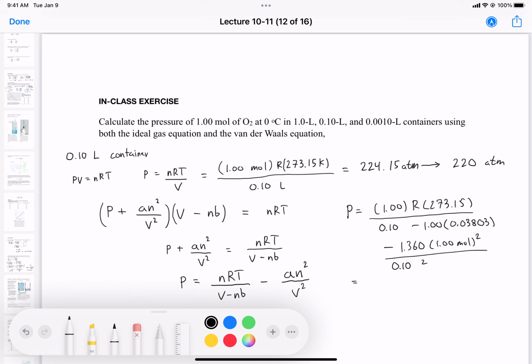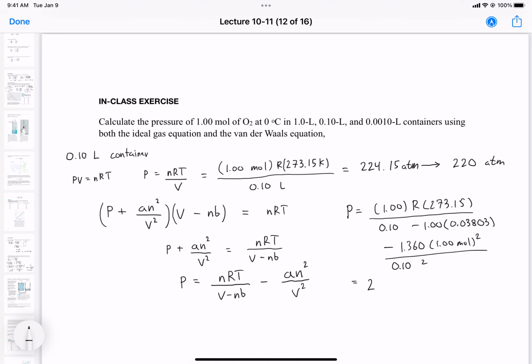Okay, so it's roughly 225.8 atmospheres, but we would round this to 230 atmospheres for 2 sig figs here. So you see here, it's still a pretty good agreement. 220, 230. So that's pretty good. Okay.